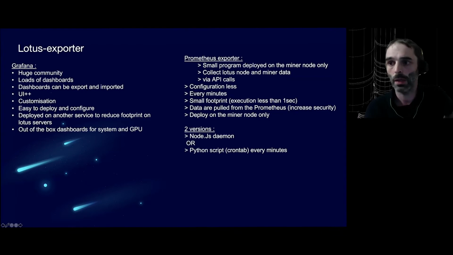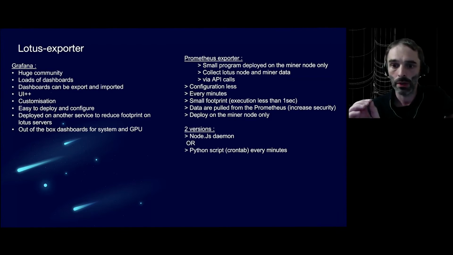They define on their website how an exporter should work, and we just follow the guidelines. So it's a very small program. It collects Lotus node and miner data. Everything is done via API. So the idea is that when there is a new release, we don't have to readapt the code based on the different command lines. It's completely configuration-less. So you have nothing to do except running the script on the machine.